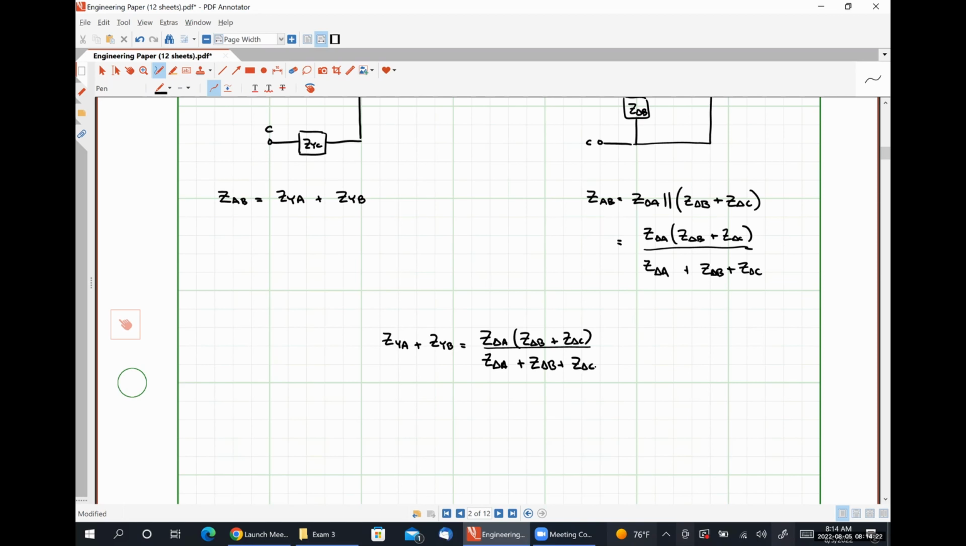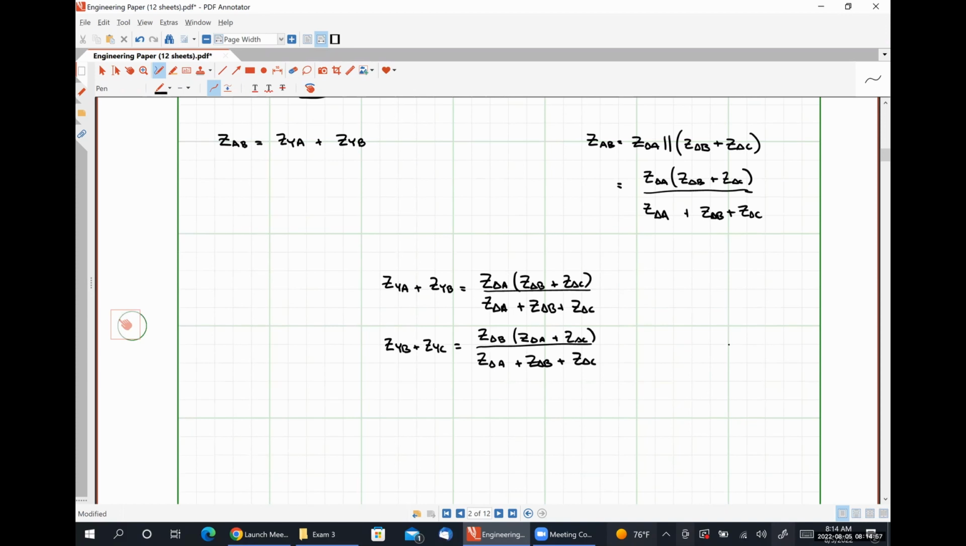Similarly, the impedance between our B and C terminals and setting them equal is going to look like ZYB plus ZYC is equal to Z delta B times (Z delta A plus Z delta C) over Z delta A plus Z delta B plus Z delta C. And the impedance seen between these C and A terminals is going to look like ZYC plus ZYA is equal to Z delta C times (Z delta A plus Z delta B) over Z delta A plus Z delta B plus Z delta C.